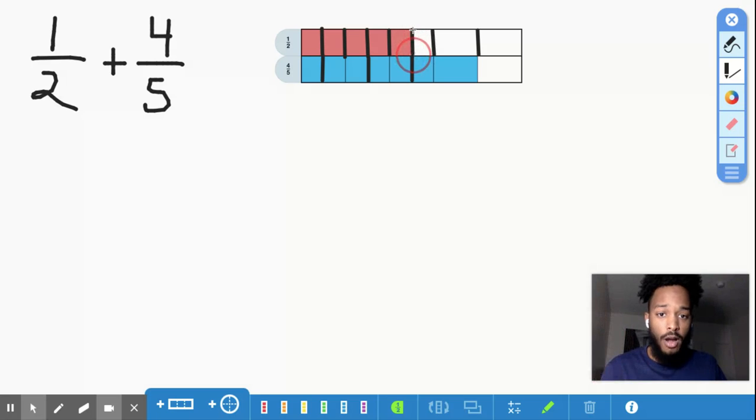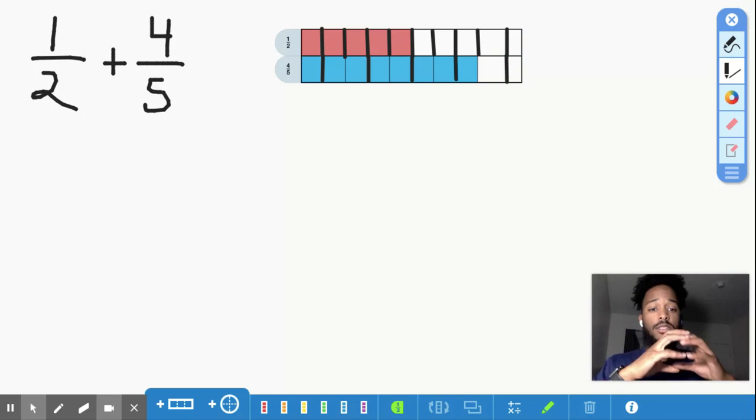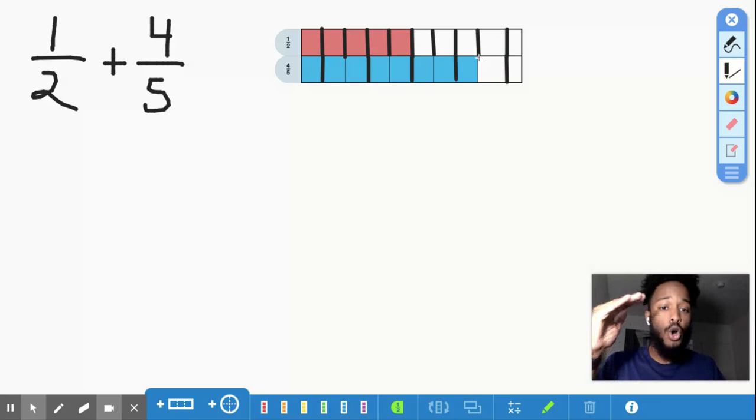But remember, our least common denominator is 10. So if our least common denominator is 10, that means that we have to break each of these fractions down into 10 equal parts. Because remember, the denominator tells us how many total parts that we're working with, okay?